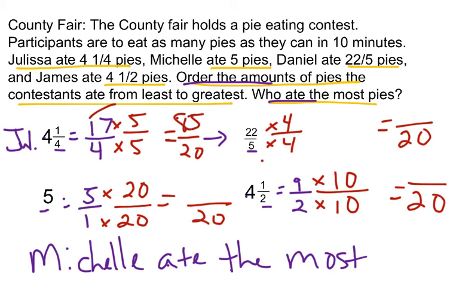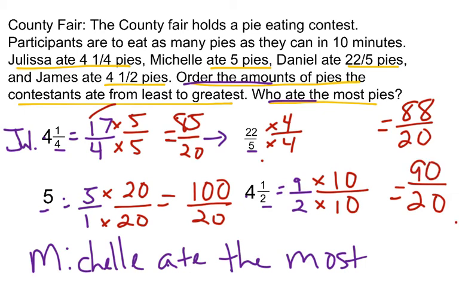If you wanted to, you could solve this by working up and down, but I want to model using the distributive property to help you. 5 times 20 is 100. 22 times 4 is 88. And 9 times 10 is 90.